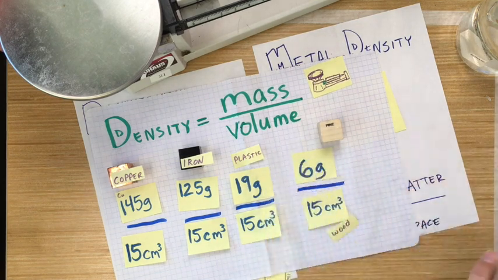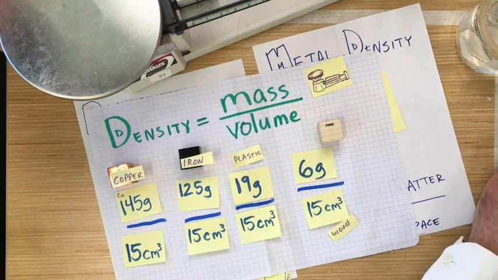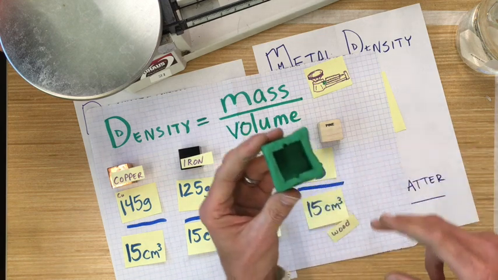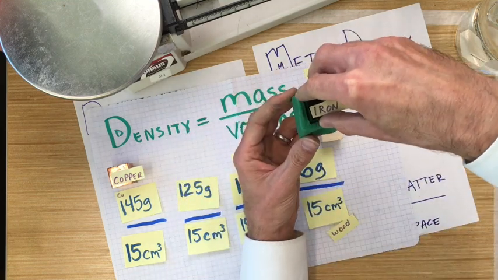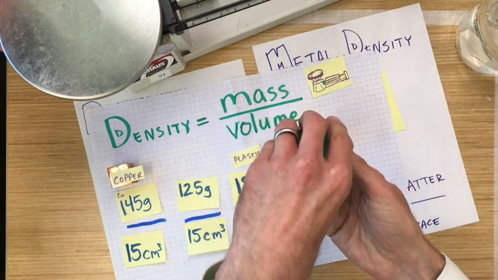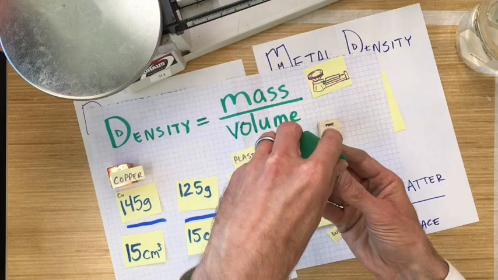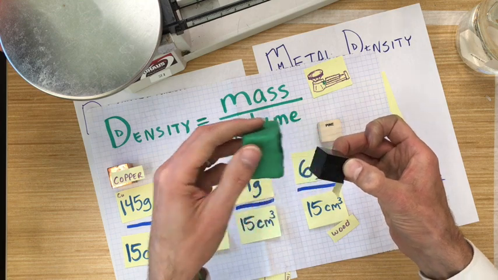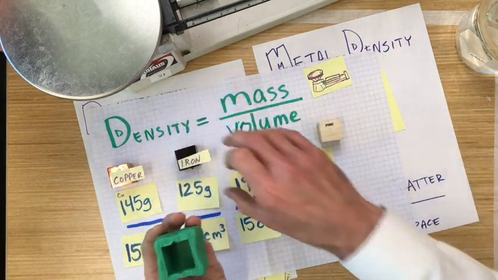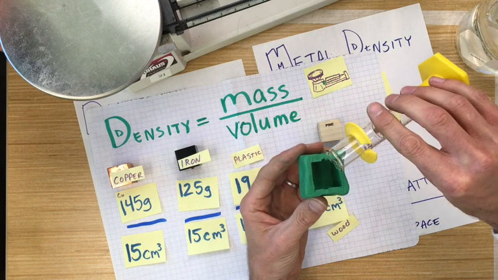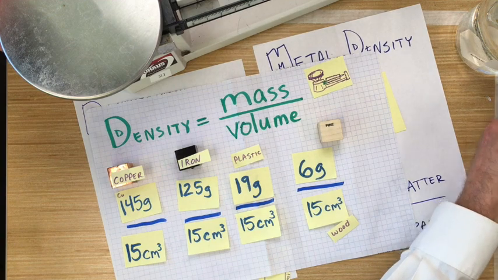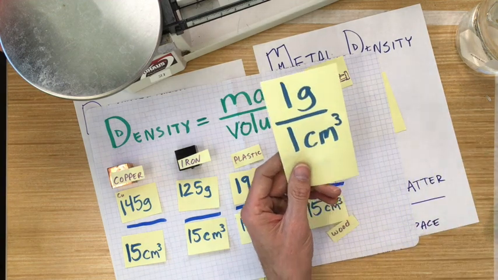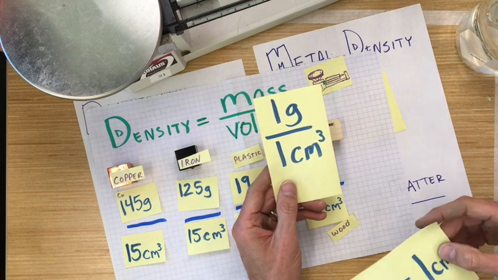But how do we measure the density of water? Well, in order to do that, I took this block of clay and I inserted a cube in it, and it fits exactly the same volume. So this cube is exactly the same volume as all the other ones, and we poured 15 milliliters of water in there. So we could say that the water has a density of 1 gram per 1 cubic centimeter.